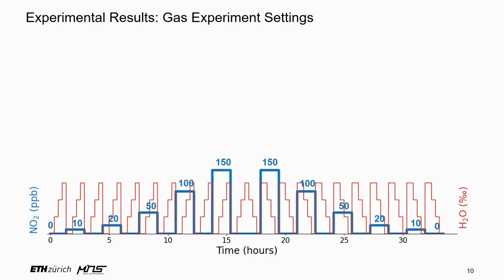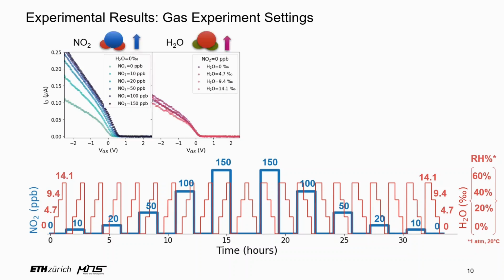Here you can see the time setting of our gas experiment, where we change NO2 concentration in increasing steps from 0 up to 150 ppb, and then we decrease it back to 0. And for each NO2 setting, we also change the water vapor content, and this corresponds to 0, 20, 40, 60% of relative humidity.